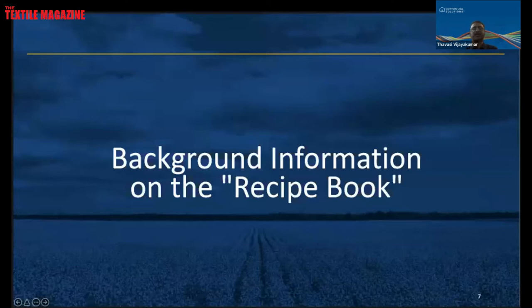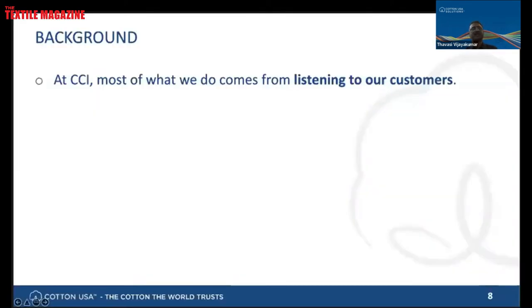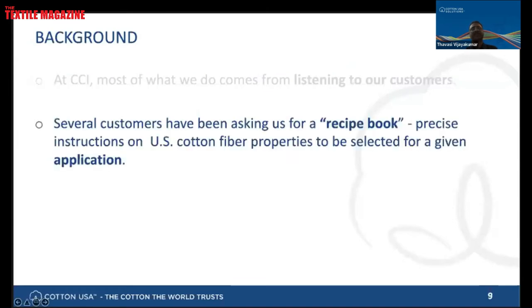Why this recipe book? CCI always prioritizes its focus on customer requirements.